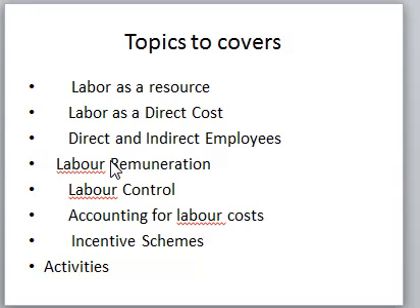Here are the brief topics that we are going to discuss under this chapter. We have labor as a resource, labor as a direct cost, direct and indirect employees, labor remuneration, and labor control. We look at accounting for labor costs, and then we also look at incentive schemes for remunerating labor. At the end of this chapter, we have activities which may be in the form of an assignment or a quiz, which are available on your learning platform.